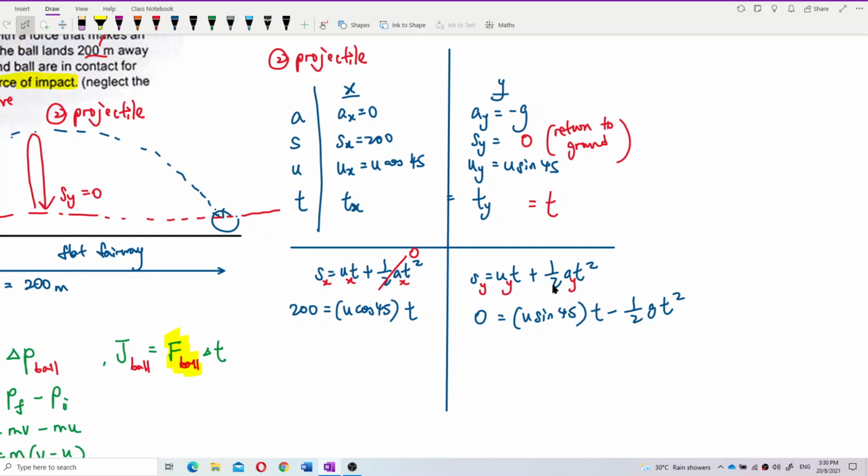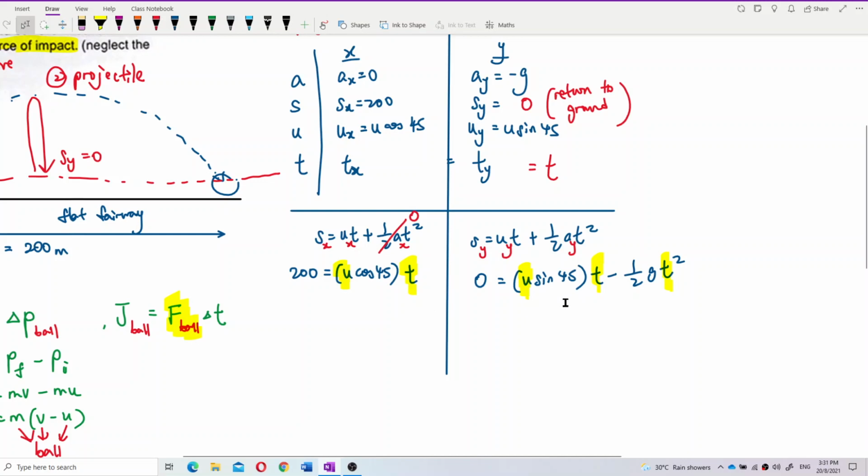So here we have unknowns. We have the u we need to find out. We have u and t, which we don't know. You see that? So we need to do simultaneous equations. We put this as equation 1, equation 2. Then we do simultaneous to find out what is u and what is t. Okay, so what we do better is we find out the u.